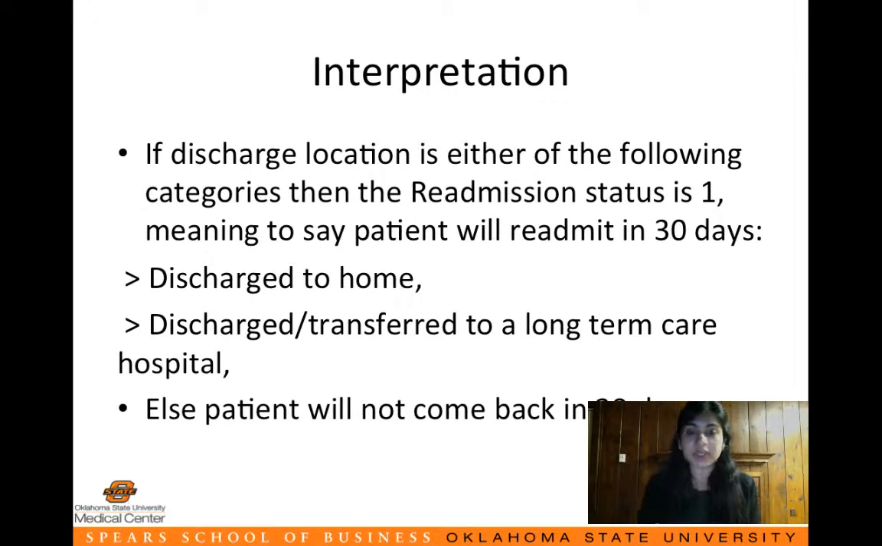So the decision tree interpretation is as follows. If the discharge location is discharged to home or discharged to long-term care hospital, then the readmission status would be 1. Else the patient won't come back in 30 days. That means a person would not be readmitted.